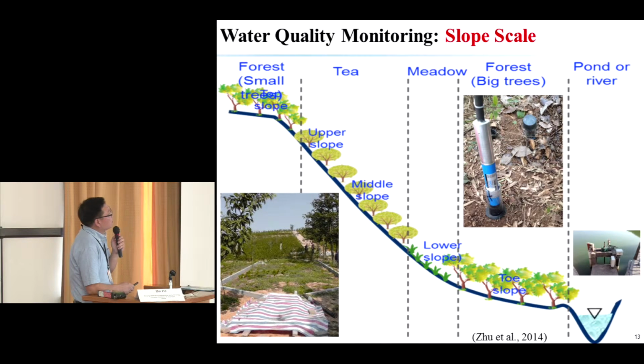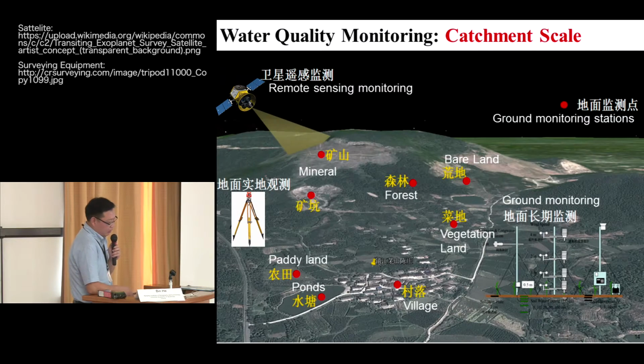At the slope scale, we choose different land uses to get water quality data for soil moisture, rainfall, groundwater and also the rivers. We put monitoring equipment in different land uses to get the slope scale water quality data. At the catchment scale, we use remote sensing data and choose the forest, paddy field, pond, lake and reservoirs to get ground monitoring data to conduct the catchment basin scale model.